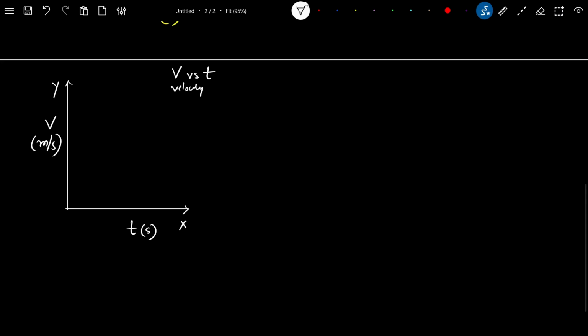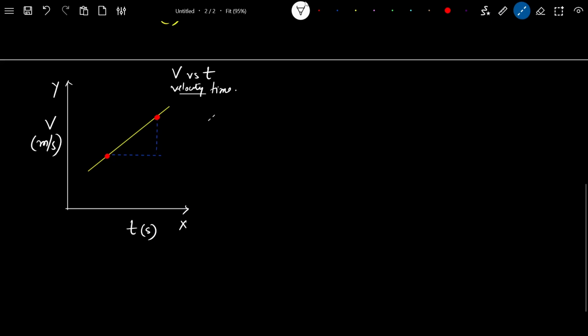Let's take the second graph. The second graph talks about V versus T. So we would have V on this side, T on this side. T is measured in seconds, V is measured in meters per second, and this is why V stands for velocity and T stands for time. So let me take a small plot out here. Say suppose this is the plot, and let's try and find what the slope is out here. Okay, this is the slope.